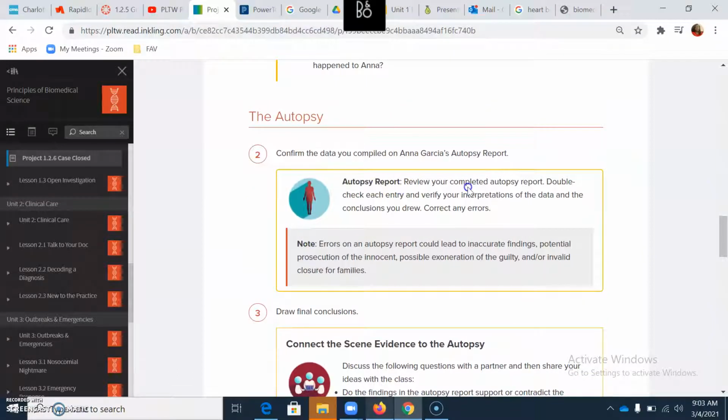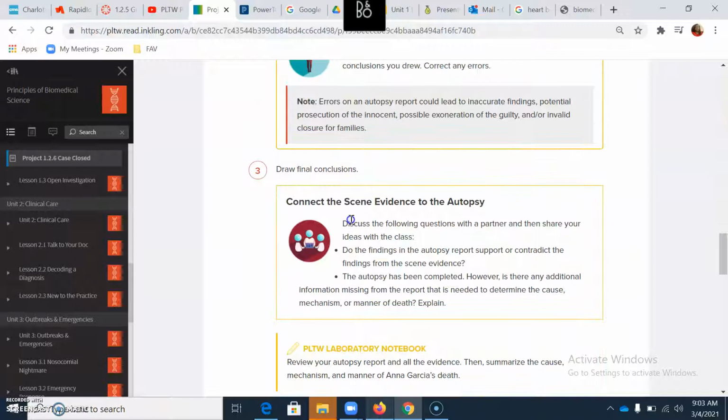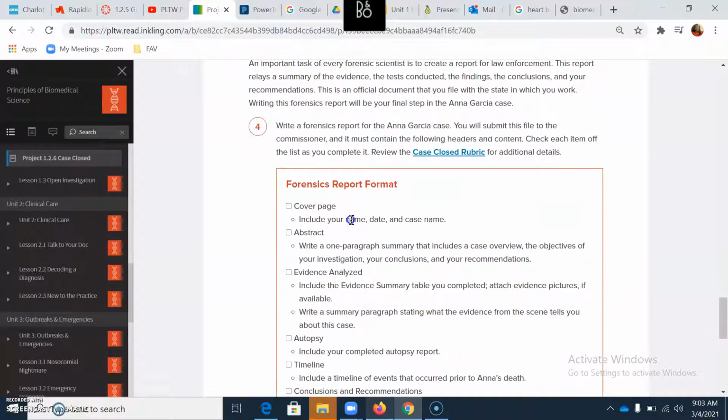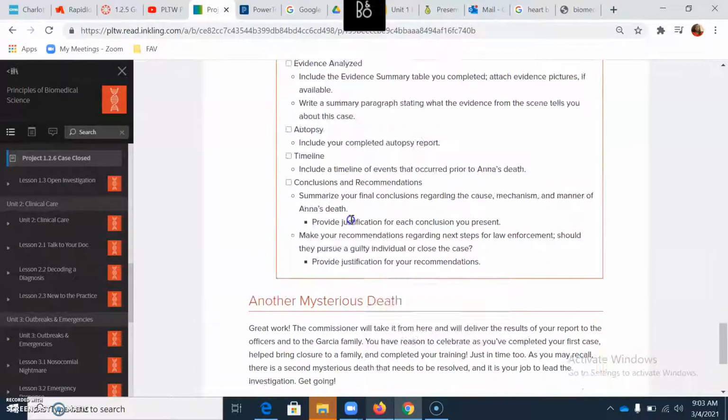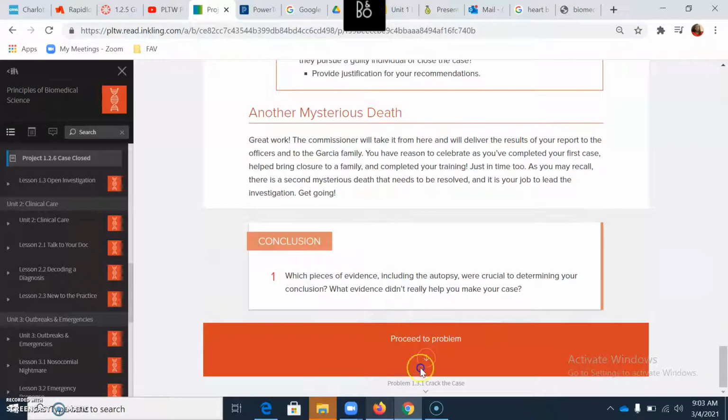You're going to review your completed autopsy report. You're going to double check each entry and verify your interpretations of the data and the conclusions you drew, and correct any errors. And then that's all you're doing for that. And that is it.